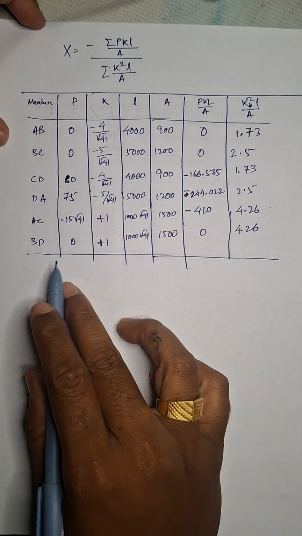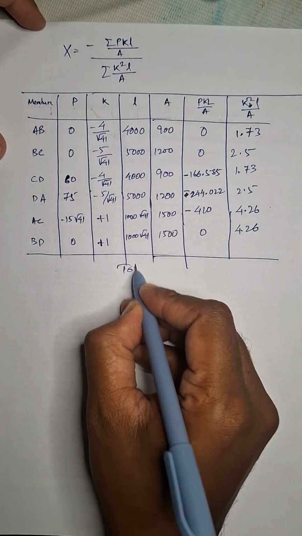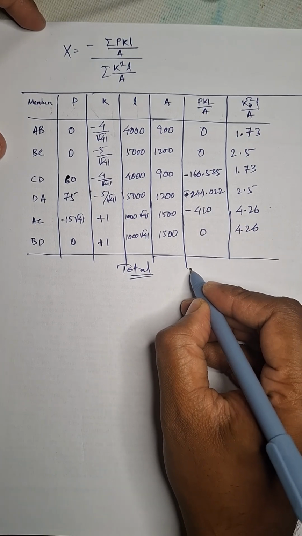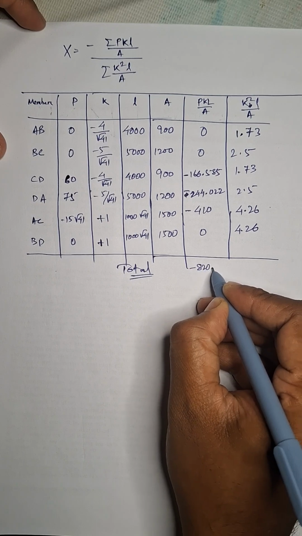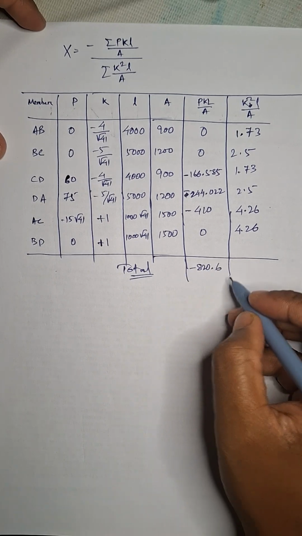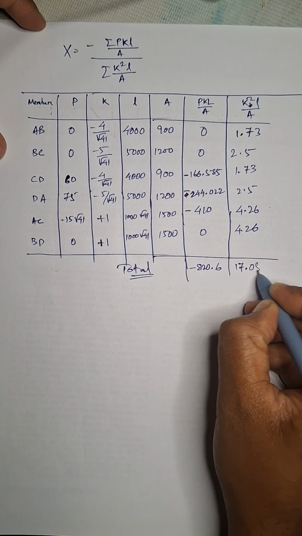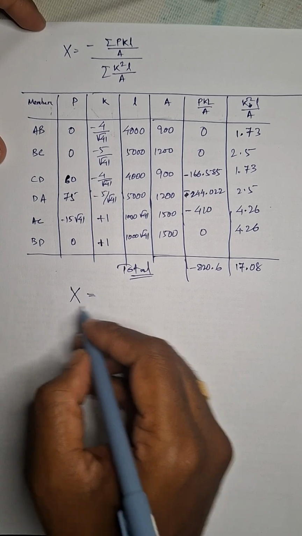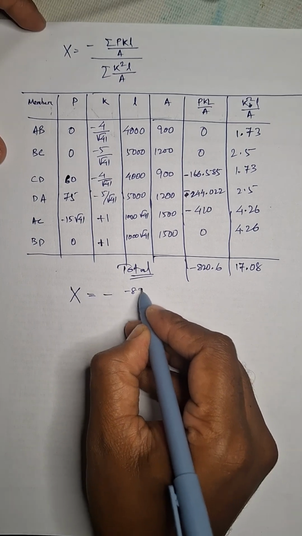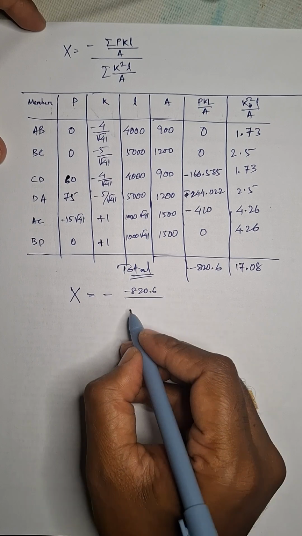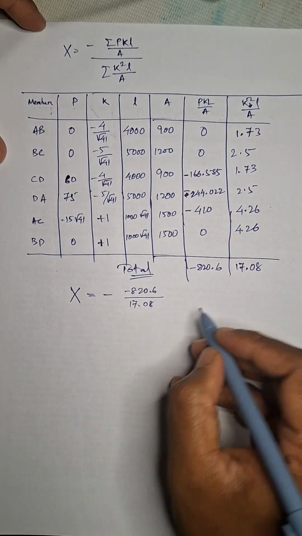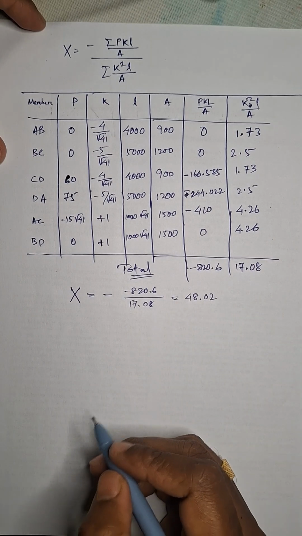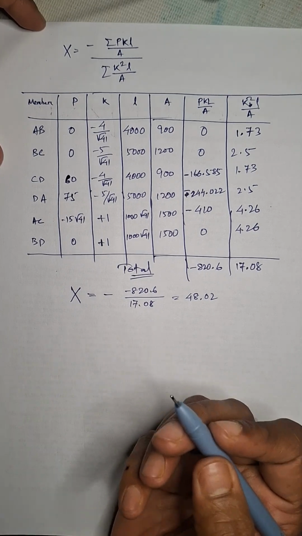If you do the calculation, you will get the values like this. Then we have to find the total of these. The summation of PKL by A we get as -820.6, and this one we get as 17.08. So now we can find the redundant unknown: X is equal to minus of -820.6 divided by 17.08. So we'll get it as 48.02. Now we need to find the actual member forces.